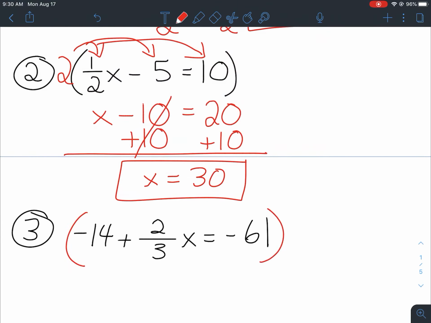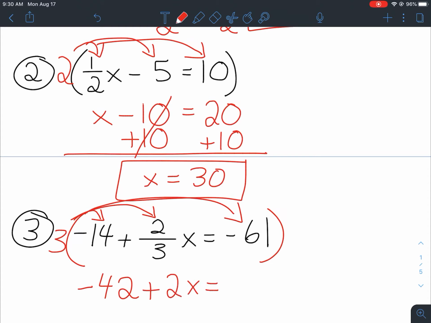And how you do that is we have to get rid of divided by 3. So yes, we're going to multiply through everything by 3, all 3 parts. So the first part, 3 times negative 14 would be negative 42. 3 times 2/3, the 3's cancel, so we're just left with 2x. And 3 times negative 61 would be negative 183.